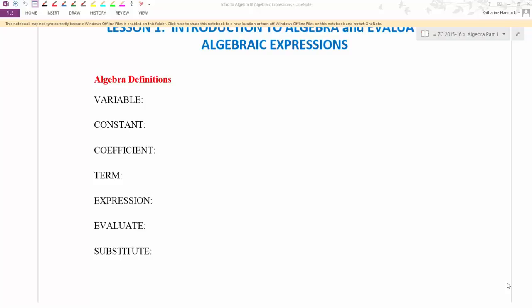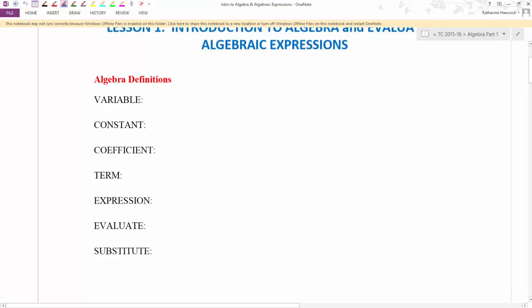As you know, we're going to be starting with the new package, so I need everyone to take their packages out and be ready to go. We're going to start with some definitions. Our first definition is going to be of variable.